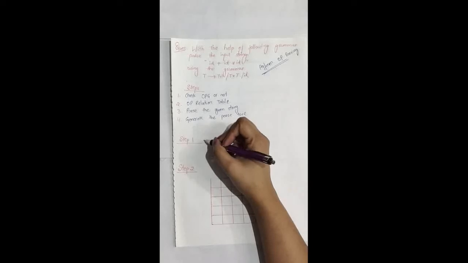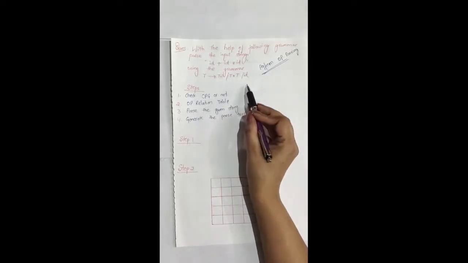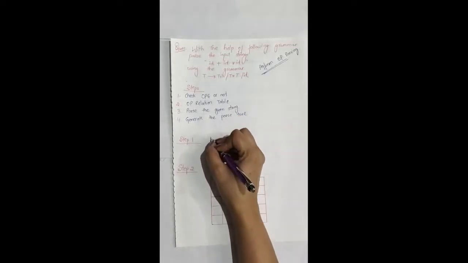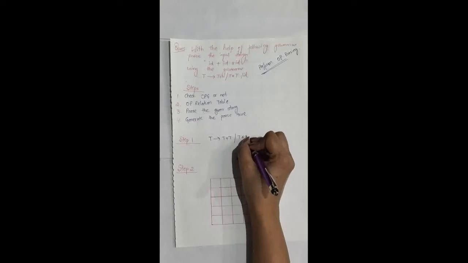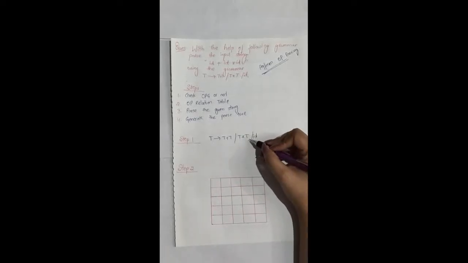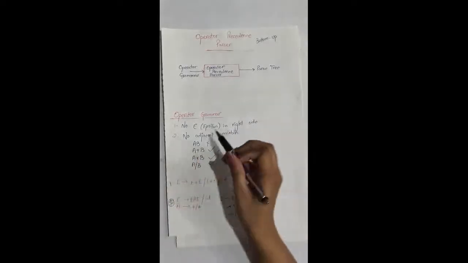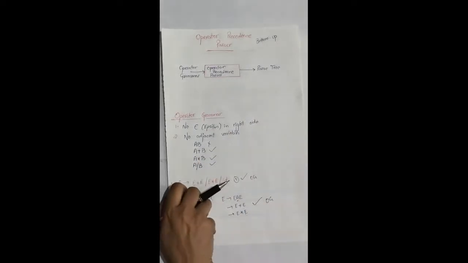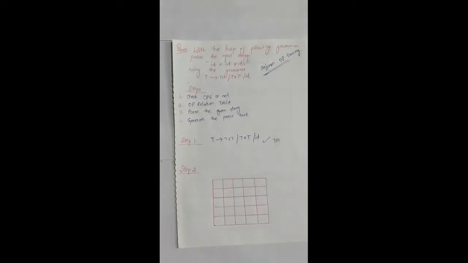Now let's move to step 1. Check whether the given grammar is operator precedence grammar or not. The given grammar is T to T plus T, T asterisk T and ID. Now, is this an operator precedence grammar? Yes, it is. Why? Because it satisfies these two rules: there is no epsilon in the right hand side and no two adjacent variables are together.